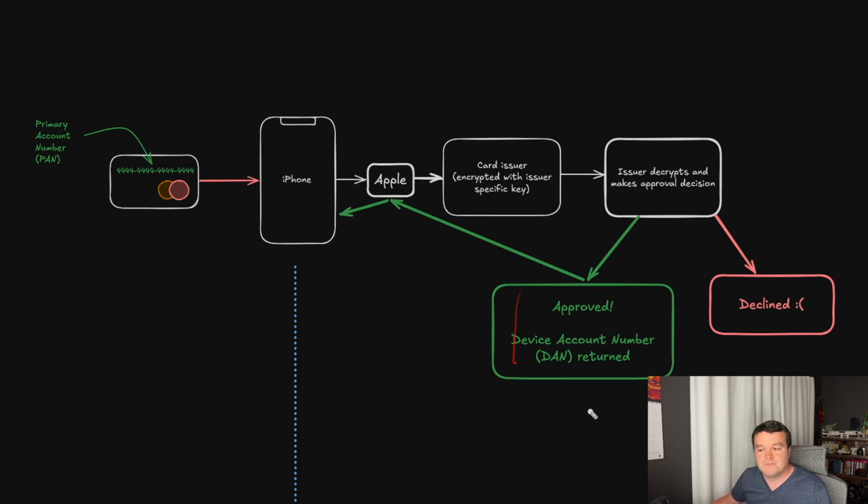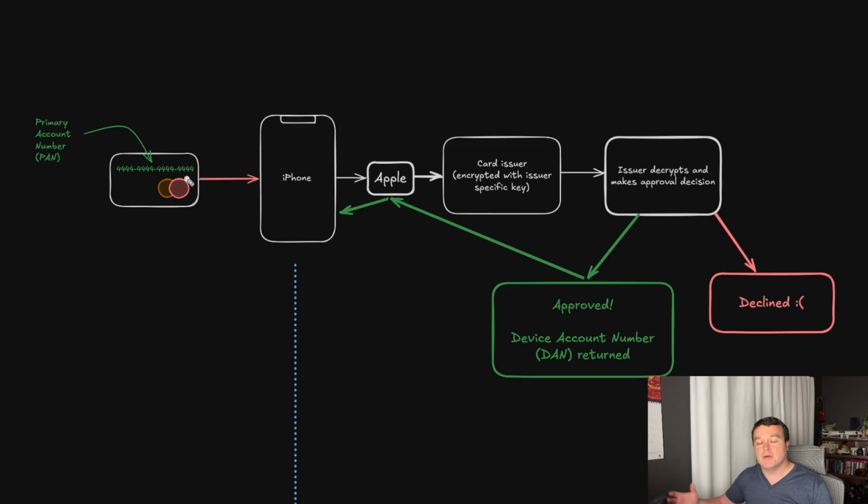And they approve it. Now, what they do is they send back something called a device account number, which you'll see referred to as a DAN in some places. We've got DAN, we've got PAN, but they send back this device account number to Apple, and then Apple go ahead and put that on the iPhone. So this device account number is completely unique to your card, but it is not your card. It's not the 4444. It's a completely different number that the bank or the issuer or whoever's making this decision has made up and has sent back to Apple.